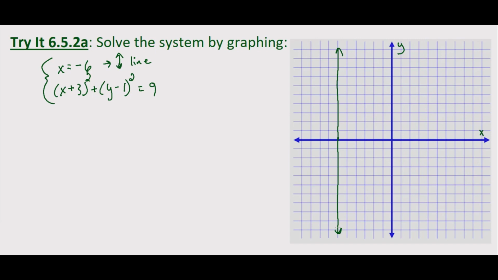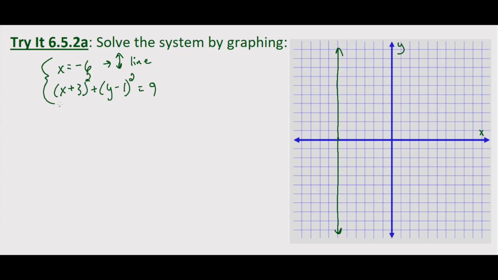Now the second equation, we have (x + 3)² + (y - 1)² = 9. We should recognize that as a circle because the x and y terms are both being squared and they're being added, and there is no x or y term. They're actual perfect squares. It's (x + 3)² + (y - 1)² = 9. So we know it's a circle and not an ellipse.